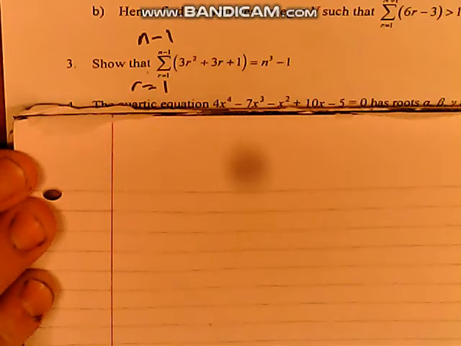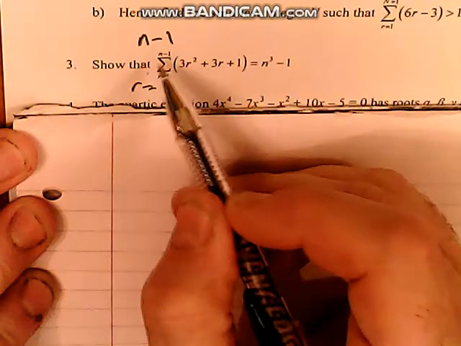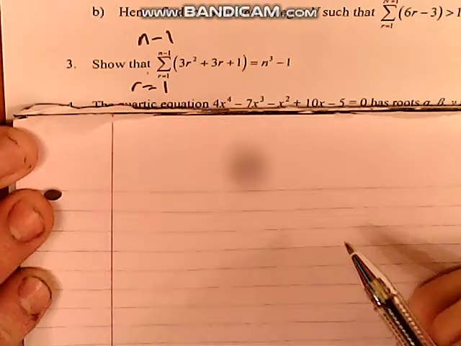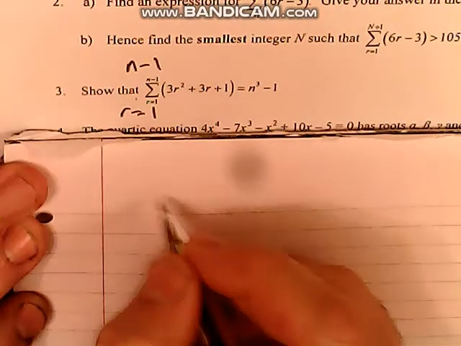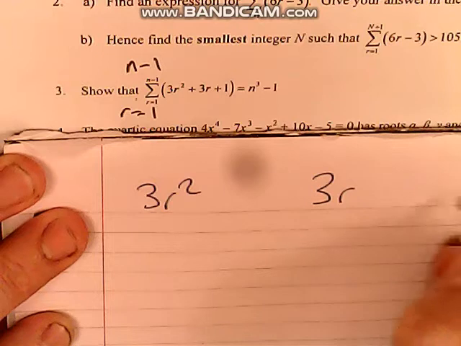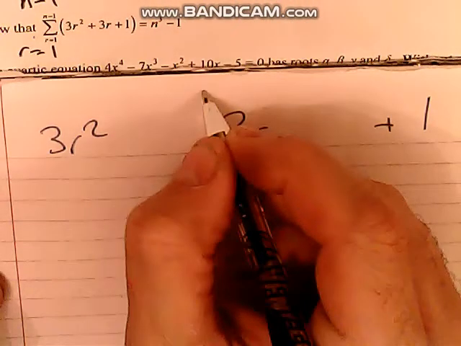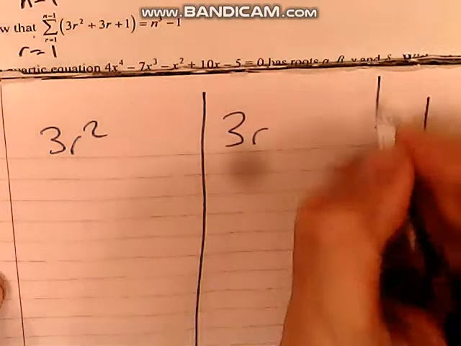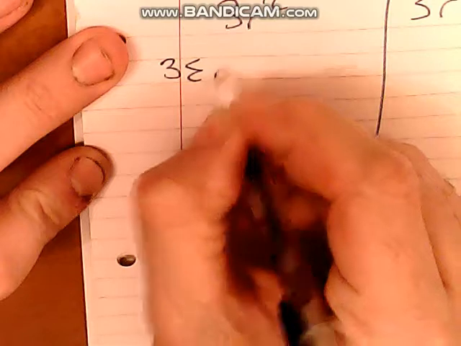Right, show that the sum of 3r squared plus 3r plus 1 between the numbers of 1 and n minus 1, I've made it big so you can see it, equals n cubed minus 1. Right, so there's 3 parts of this one we need to deal with. I'll do 3r squared, I'm going to deal with 3r, and I'm going to deal with the plus 1. Okay, I'm going to split my page up because these can get confusing. Right, so 3r squared, I'm going to break it up to be the sum of 3 r squared.